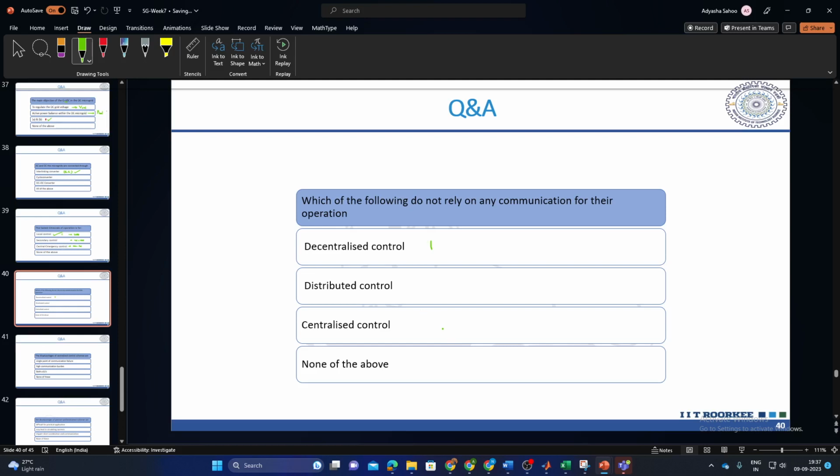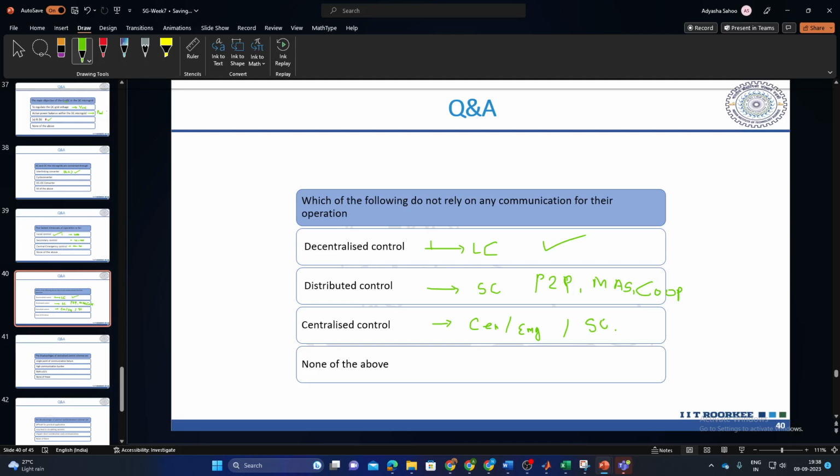So next question is, which of the following do not rely on any communication for their operation? Decentralized, distributed, centralized, or none of the above? Decentralized. Anyone else? Basically, centralized control we had in the centralized or emergency control layer. The distributed control we had in the secondary control layer, and in the decentralized we had in the local control layer, where there were no communications between the controllers.